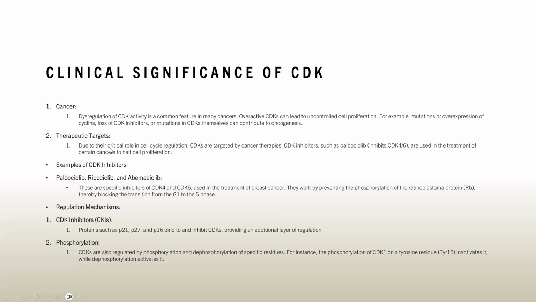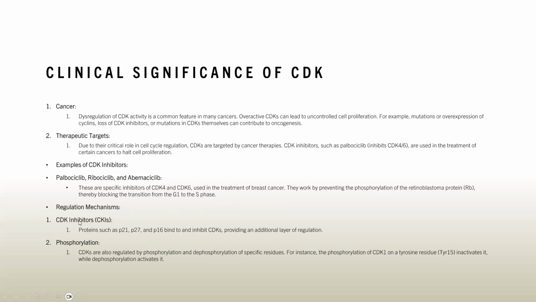Therapeutic targets. Due to their critical role in cell cycle regulation, CDKs are targeted by cancer therapy. CDK inhibitors such as palbociclib, which inhibits CDK4 and 6, are used in the treatment of certain cancers to halt cell proliferation. Certain examples of these CDK inhibitors: palbociclib, then ribociclib, and abemaciclib. These are the specific inhibitors of CDK4 and CDK6 used in the treatment of breast cancer. They work by preventing the phosphorylation of the retinoblastoma protein, thereby blocking the transition from the G1 to the S phase.